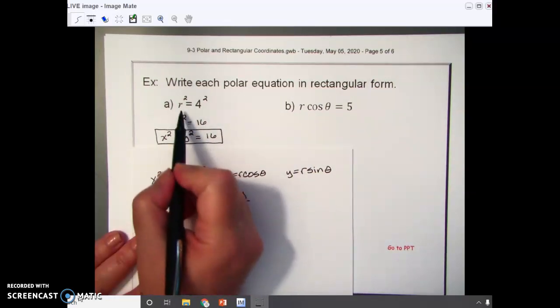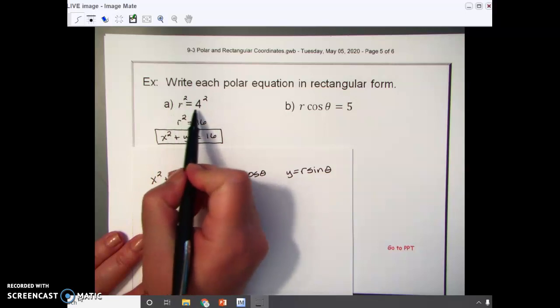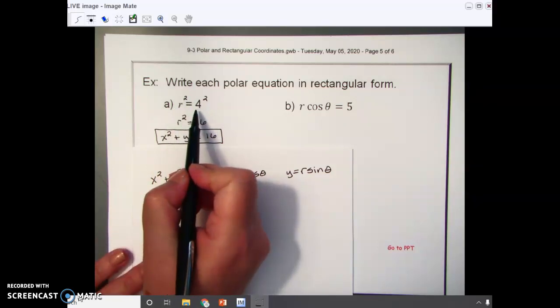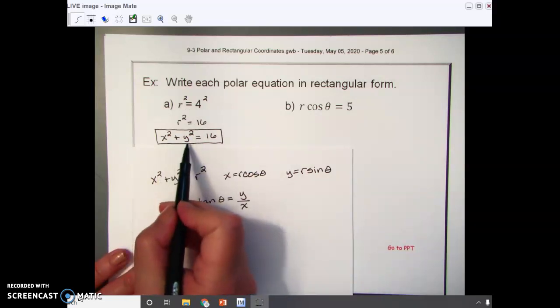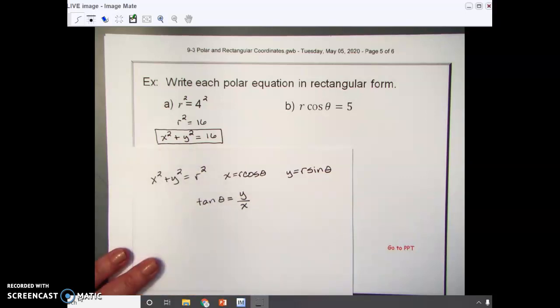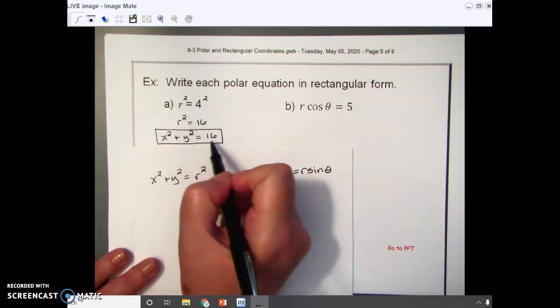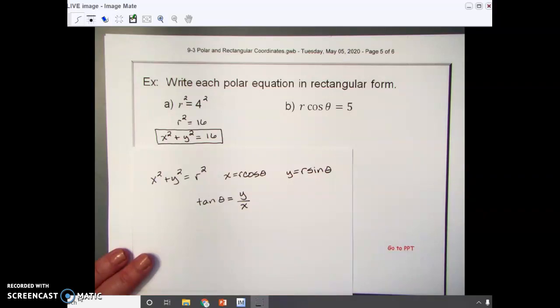Something to notice: when we graphed r is equal to 4, do you remember that was a circle centered at the pole with a radius of 4? And down here, this is a circle centered at 0, 0 because nothing is being added or subtracted to each x or y inside the square. Its radius is the square root of 16, which is 4. So it's exactly the same graph, just written in rectangular form instead of polar form.